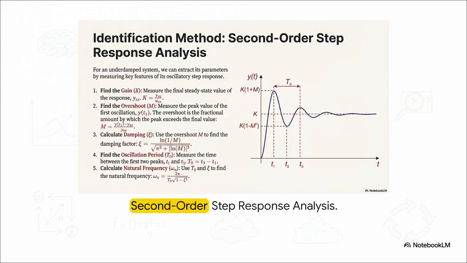And just like with the simpler systems, we don't have to blindly guess these variables. The visual curve literally hands them to us. If we carefully measure the overshoot peak, that fractional amount the peak exceeds the final value, and then we measure the oscillation period between the first two peaks, we can completely reverse engineer those complex second-order parameters.